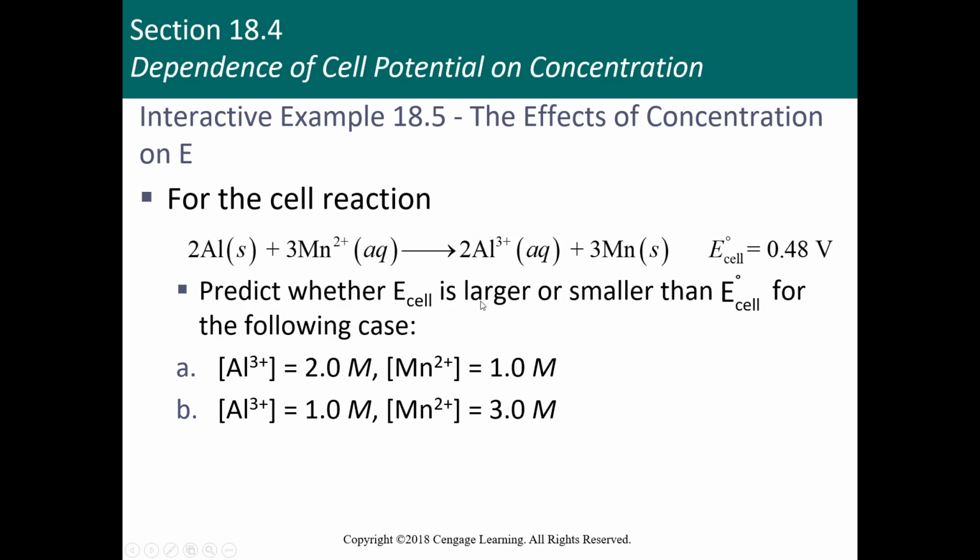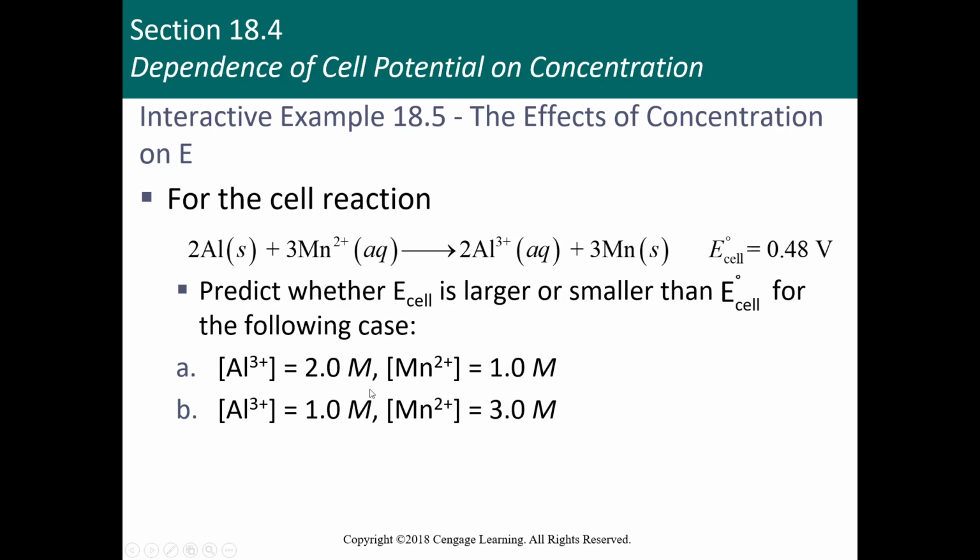conditions, right? By the way, you will notice E cell does not have naught here. The E naught cell is for those standard conditions, remember? That's for that 1 molarity of every solute. That E cell is for whatever conditions you actually have, which is these right here.